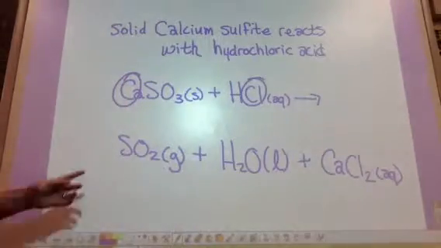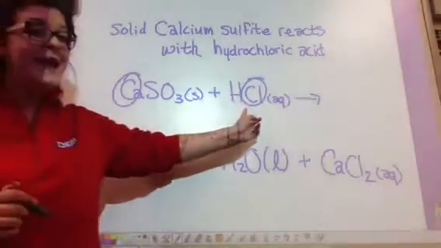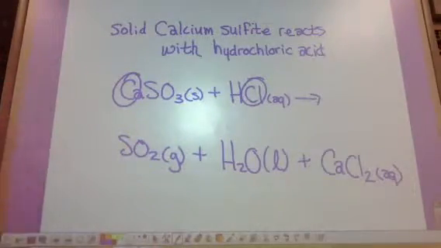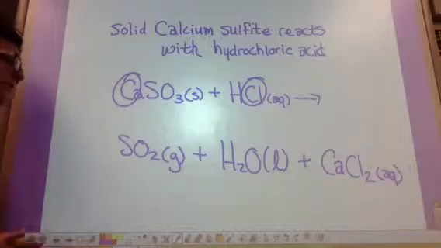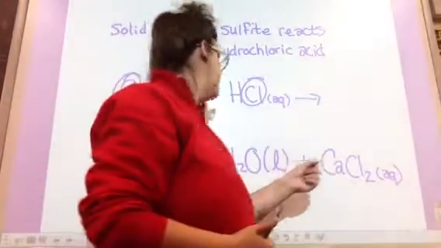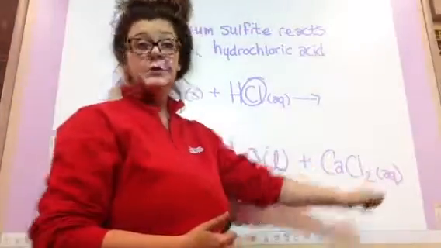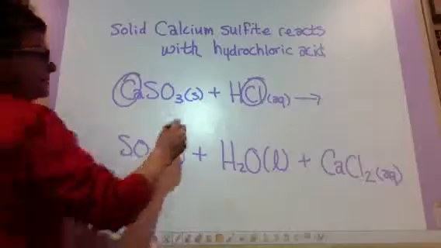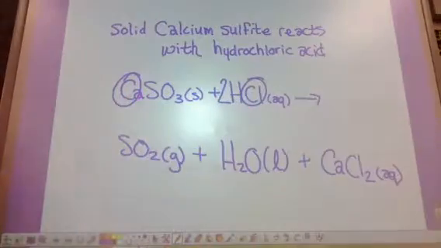Okay, so we have calcium sulfite reacting with an acid, specifically hydrochloric acid. When a sulfite reacts with an acid, it's always going to make SO2 gas, water, and salt. So now I'm going to look at this, and I'm going to see if it's balanced. To balance it, I just need to add a 2 in front of the HCl.